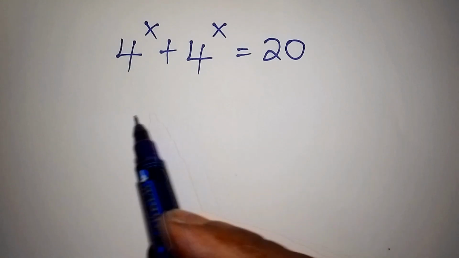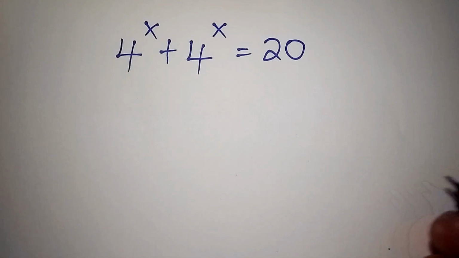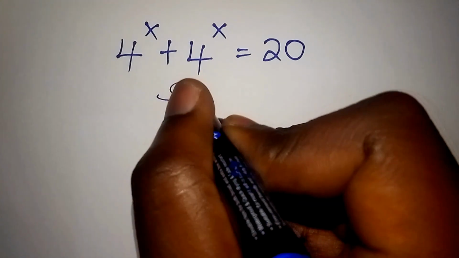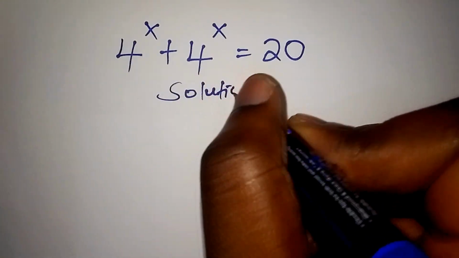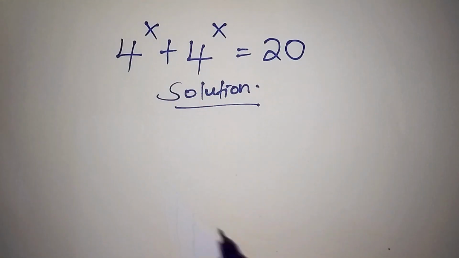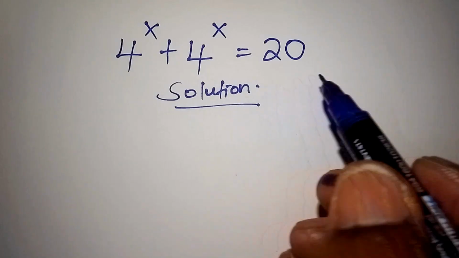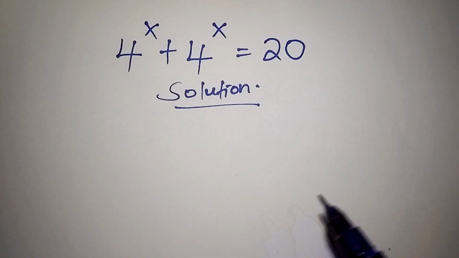Hello, so do you know how to simplify such an amazing maths problem? Worry not. In this solution, we have 4 to the power of x plus 4 to the power of x is equal to 20. We want to simplify this maths problem within the shortest time possible.